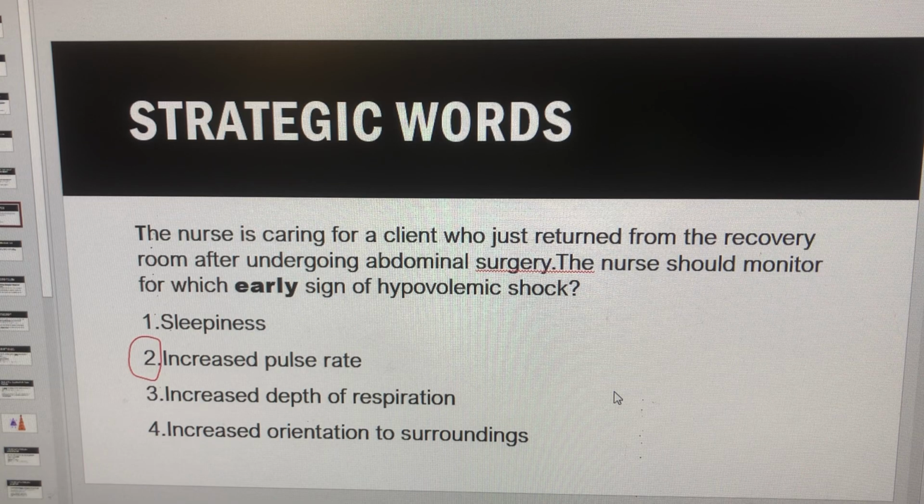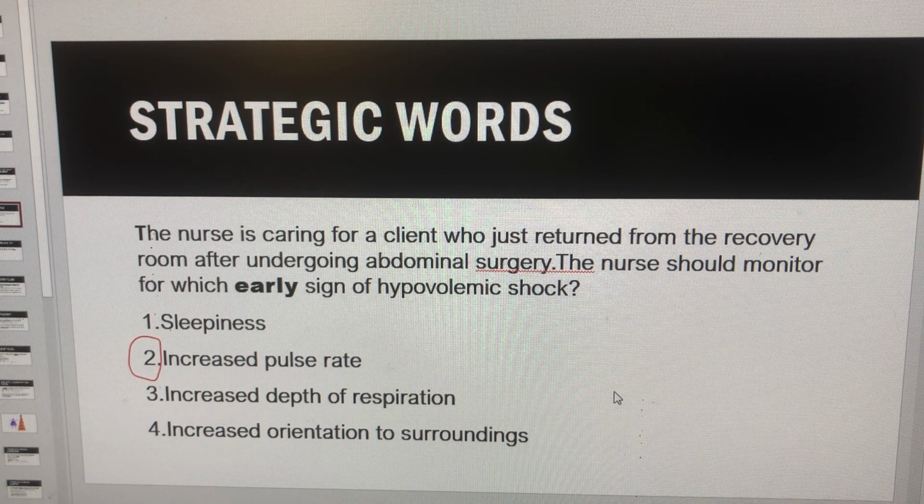Sample questions, strategic words. The nurse is caring for a client who just returned from the recovery room after undergoing abdominal surgery. The nurse should monitor for which early sign of hypovolemic shock? 1. Sleepiness. 2. Increased pulse rate. 3. Increased depth of respiration. 4. Increased orientation to surroundings. Note the strategic word early in the query and the word just in the event.